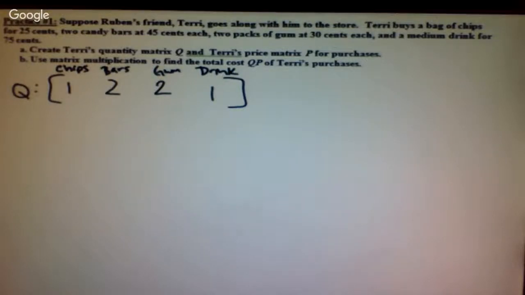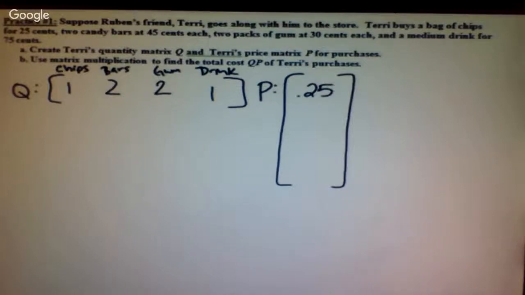So, you could have put these in any order that you wanted. The thing that you need to keep in mind is when you create that column matrix, your price, it has to go in that same order. So we put chips first. The price of chips has to go first. How much are chips? 25 cents. Your candy bars are how much? 45 cents. Your packs of gum are 30 cents. And your medium drink is 75 cents.